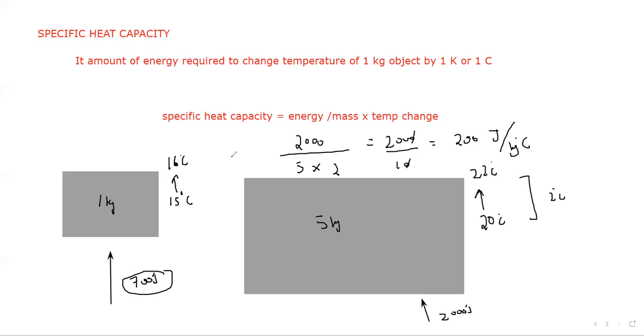The formula to calculate the specific heat capacity, this is a word equation. The formula is denoted by a small c. Energy which we supply is denoted by capital E or Q. Mass is denoted by small m, and temperature change by delta theta or delta T. The SI unit is joule per kilogram Kelvin. Another unit can be joule per kilogram degree centigrade.